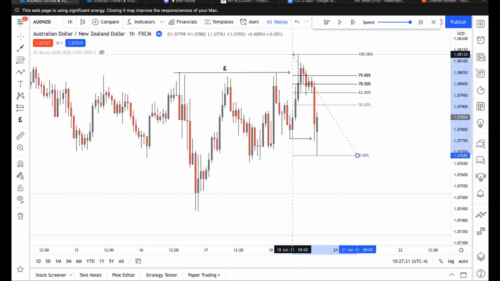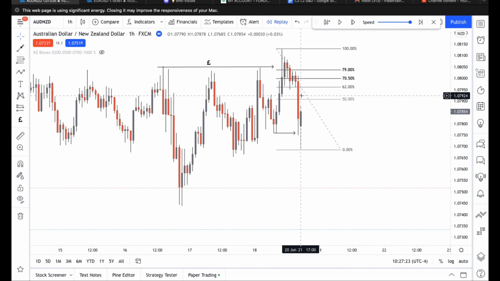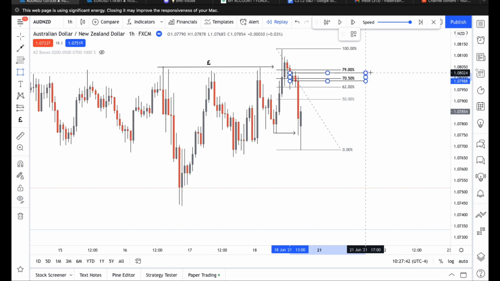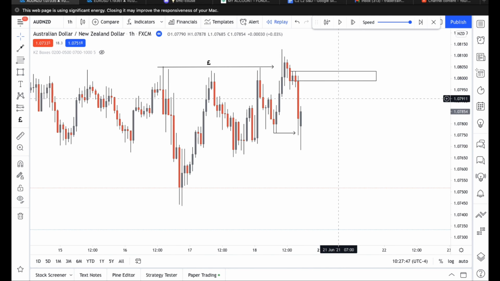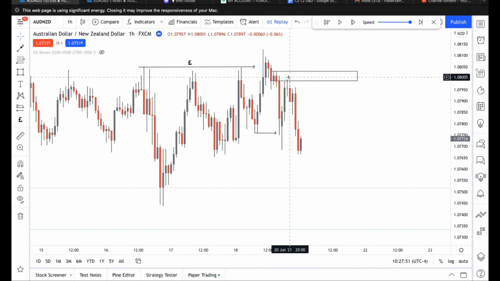Right? Wick to wick. Now, we have imbalance. We already anticipate that price is going to pull back to fill in this imbalance. Now, which zone do we sell off from? The one that is within the discounted area. So we can see the 70.5 and the 79%. We can identify a very nice indecision candle right over here. So now we'll take our rectangle tool, mark our indecision candle, and we'll wait for price to pull back to that zone so we can sell off. Entry number 1, complete.